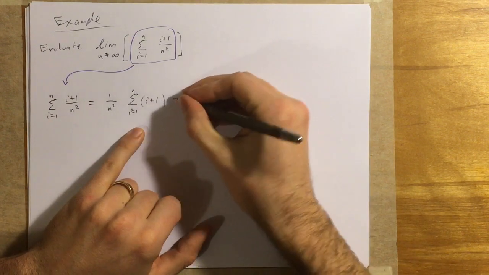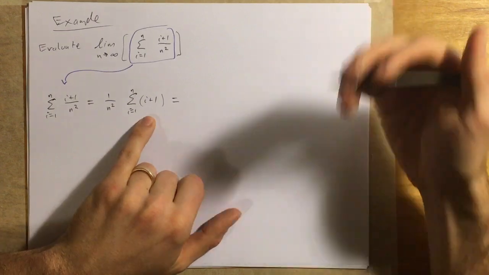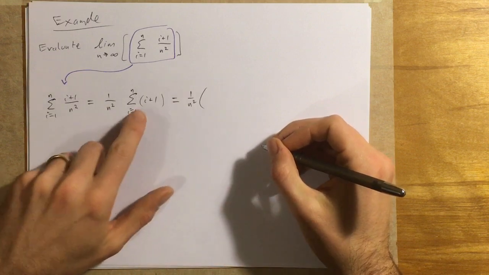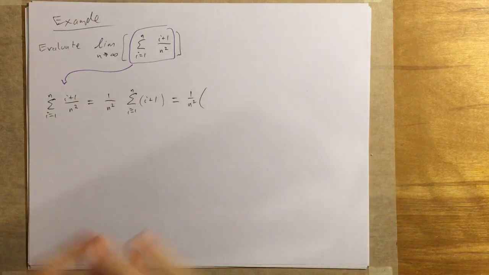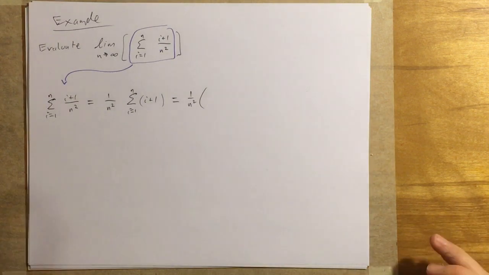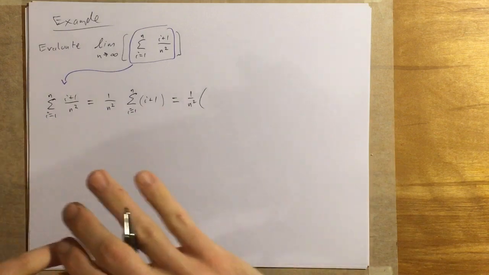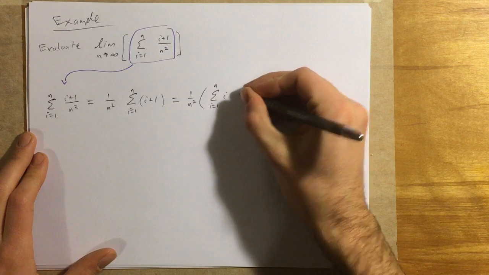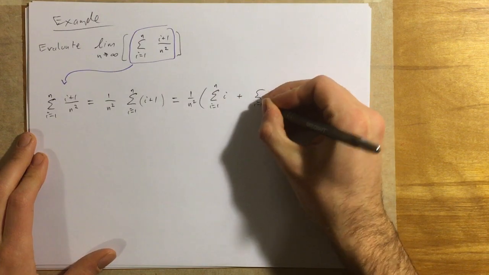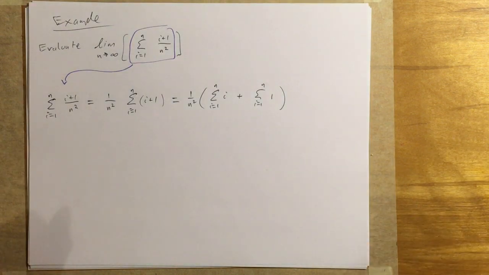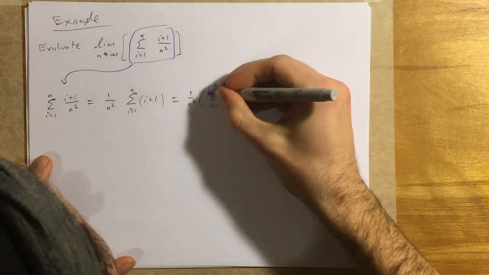So now that we've factored out the 1 over n squared, we can use the sum rule. Let's split this sum over the addition here. Essentially, this just uses the commutative and, technically, I forgot to mention this in the last video, also the associative property of addition to rearrange that sum into the sum from 1 to n of i, plus the sum from 1 to n of 1. There we go.